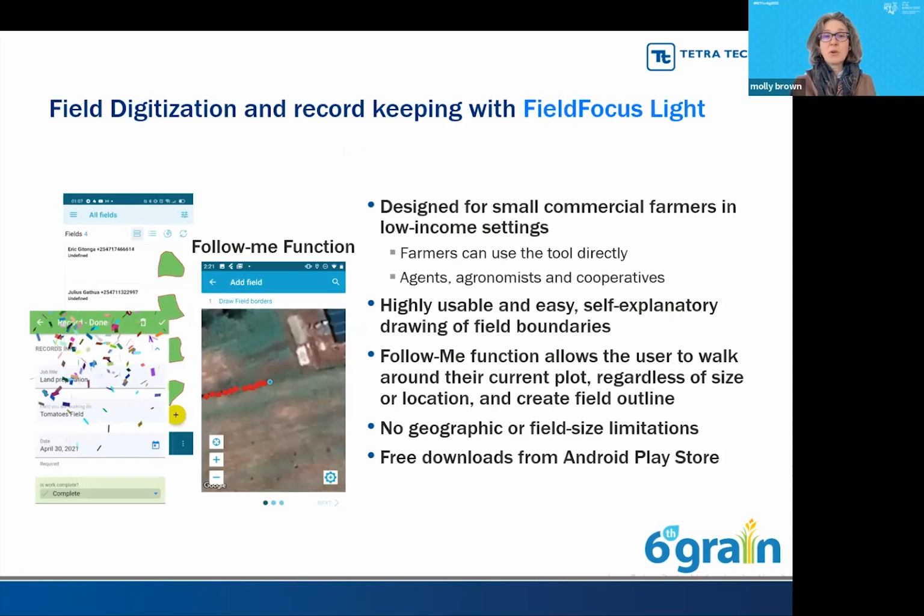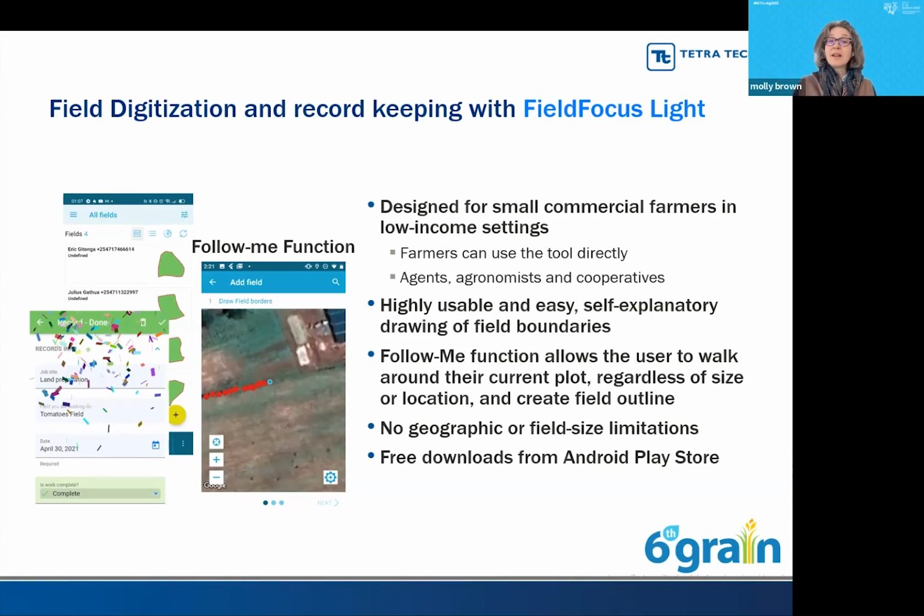So we have this tool called FieldFocus Light, which is available on the Play Store for anybody who would like to look at it. What it does is put into the hands of anyone who has a smartphone, an Android-based smartphone, the ability to digitize their own field and use the tool to record what crop type, their yield, and what products they're using. And because it doesn't have any geographic or field size limitations, anyone can use it.